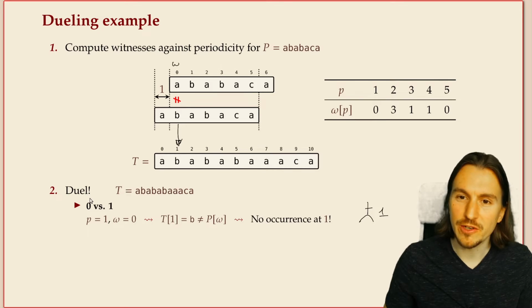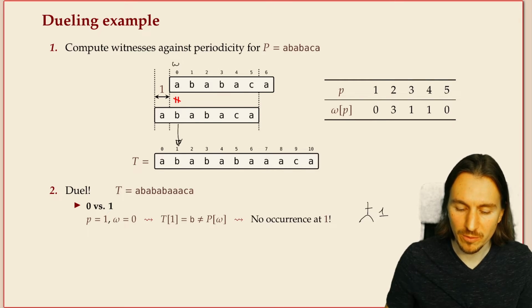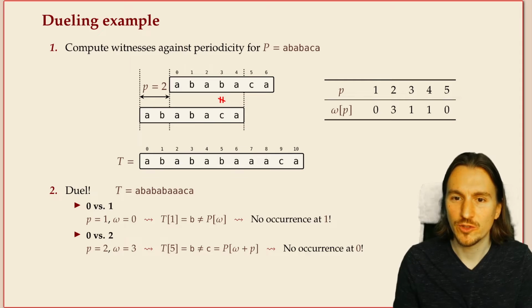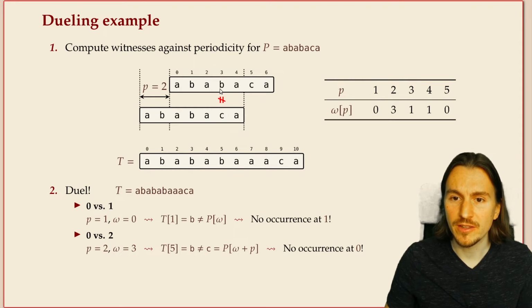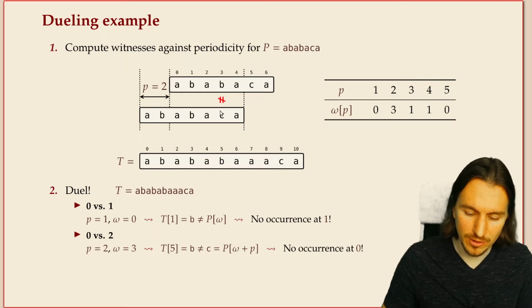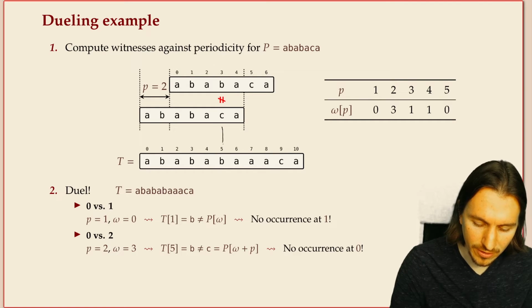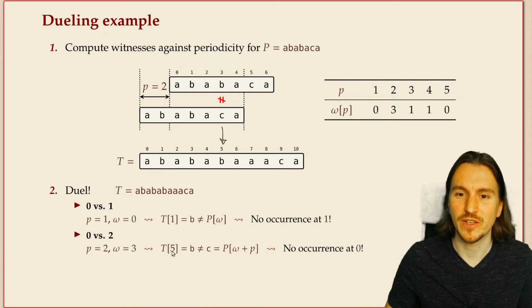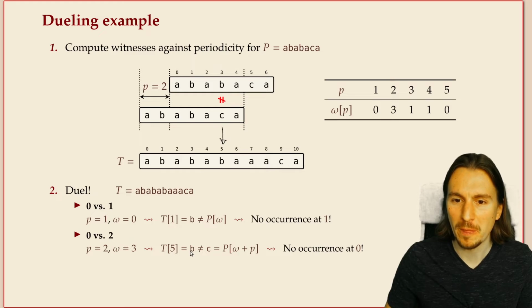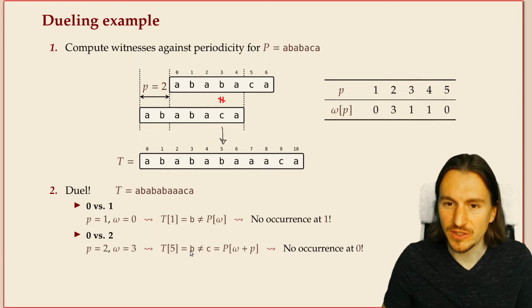And we continue with 0. So we can compare 0 with the next possible shift. That's at 2. We do the same game. This time we find that our witness is further back in the text. But we magically again know we only have to look at this one symbol in the text at position 5. It's again a B, coincidence.